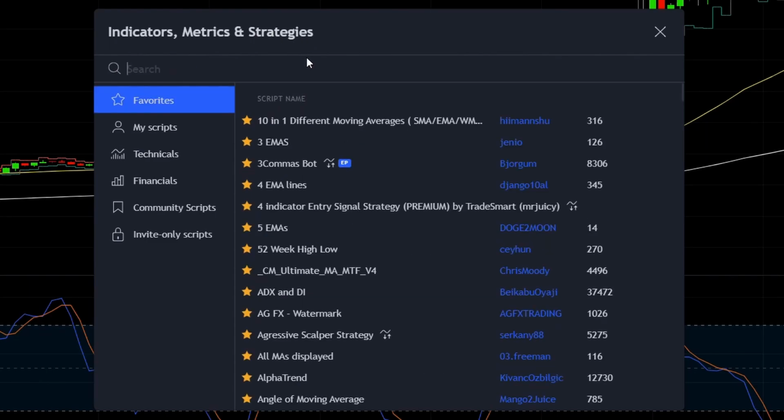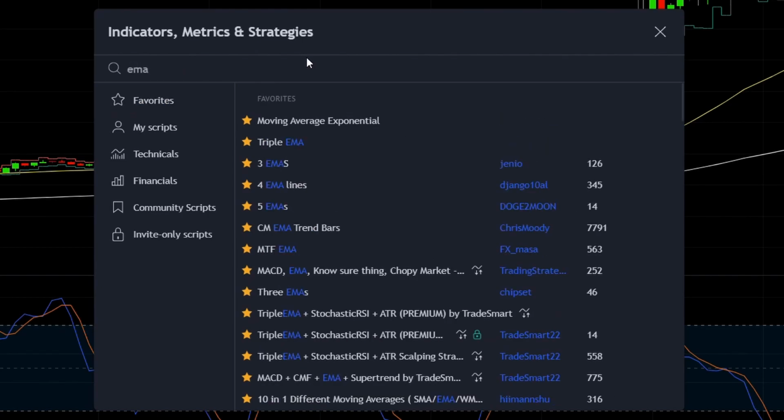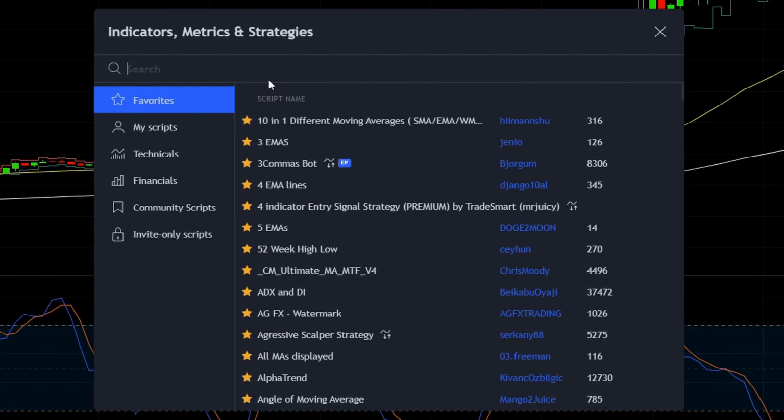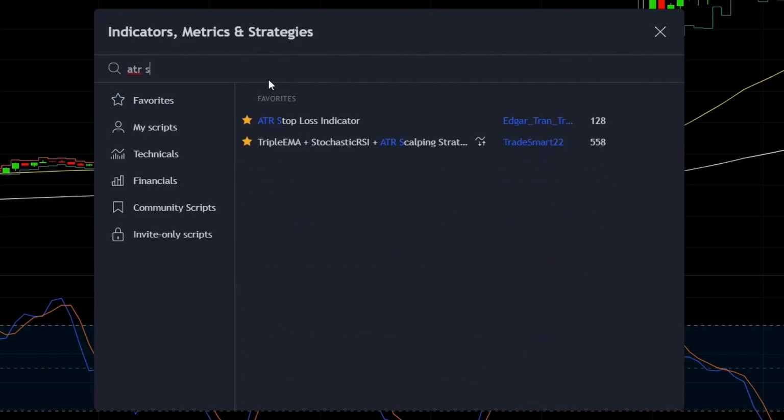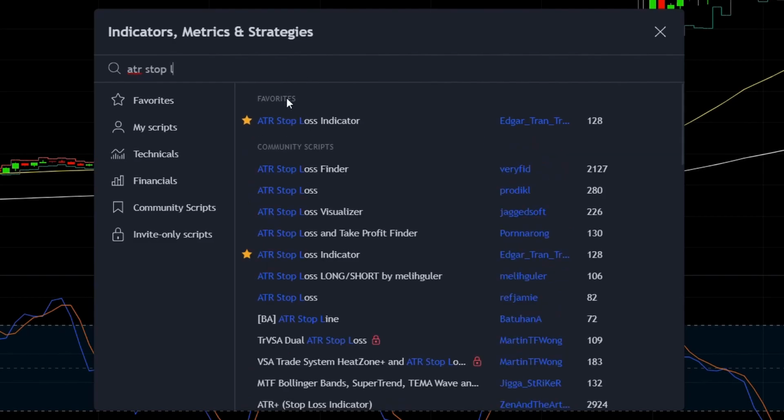After that, we are going to use two trend filters. Both of them are going to be the EMA. So click on the moving average exponential 2 times. And finally, let's add our stop loss and take profit placement indicator, which is going to be the ATR stop loss finder. This one.